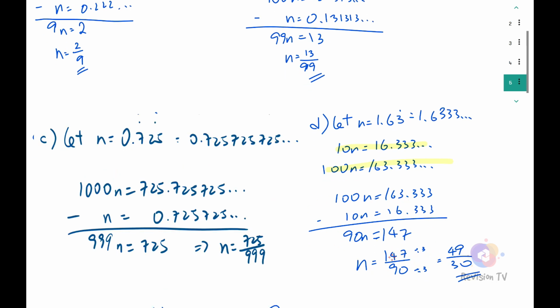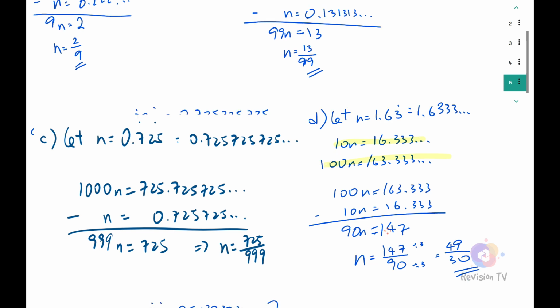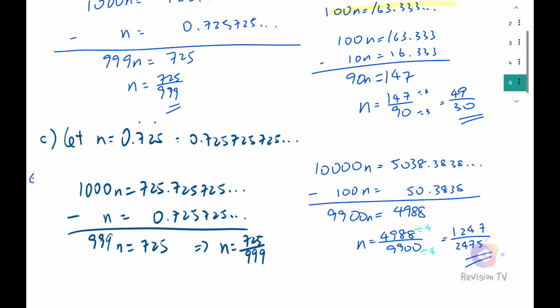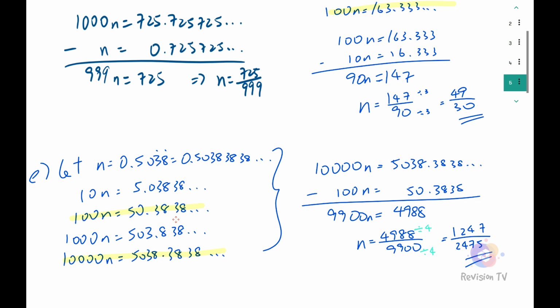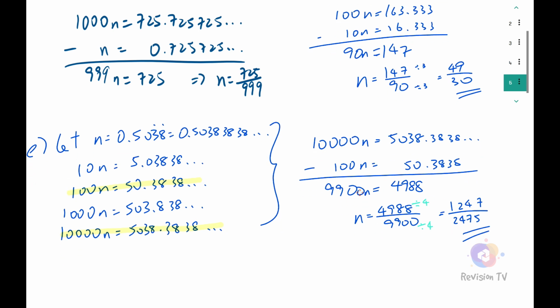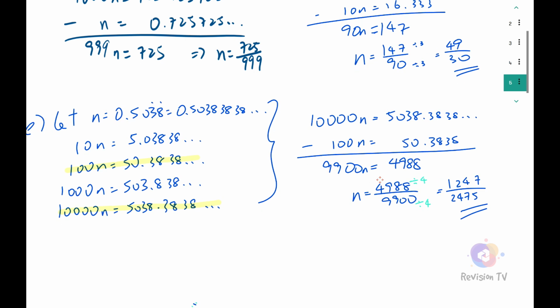Again, 1 plus 4 plus 7 is 12. 12 is divisible by 3, so you know the whole thing is divisible by 3. E, for the last one, you have to do a bit more work, 100n and 10,000n, and then when you subtract them, you get 4,988 and 9,900.